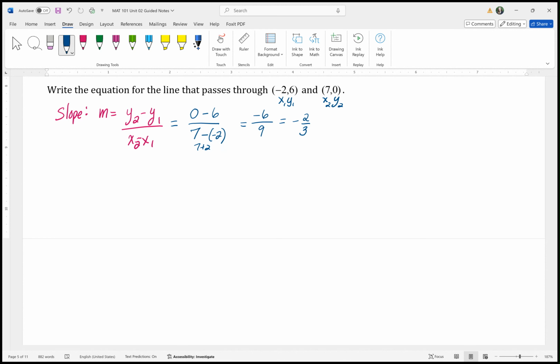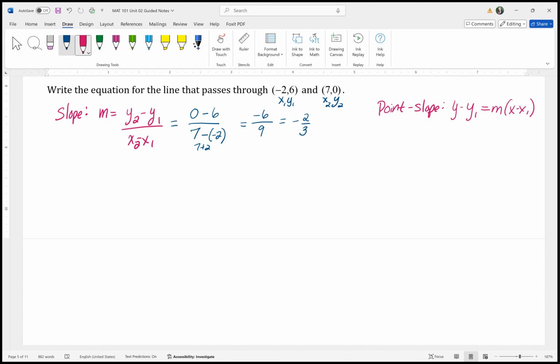Now, what do we do next to figure out the equation? Well, we have the slope now, and we obviously have a point. We have 2 points, which means we can use the point slope form. So we're going back to that point slope form. I'm going to write it over here. Point slope is y minus y1 equals m times x minus x1.